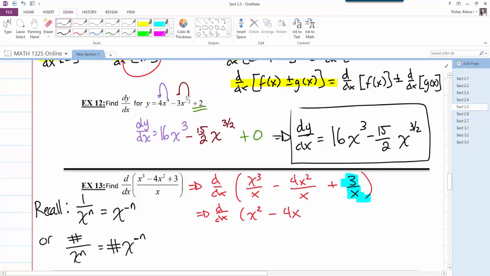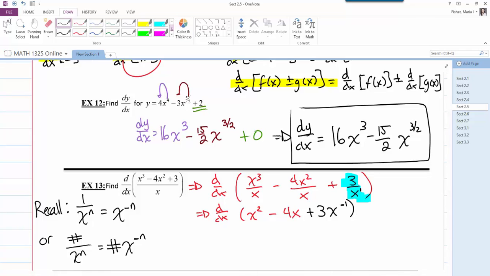So, what's the exponent on this x right now that I have highlighted in blue? Well, there's no number there, so I know it's an implied 1. So if I rewrite this, this is going to be plus 3 times x to the negative 1. Because, again, we need to make it a negative exponent. I need to get it out of the denominator so I can take the derivative.